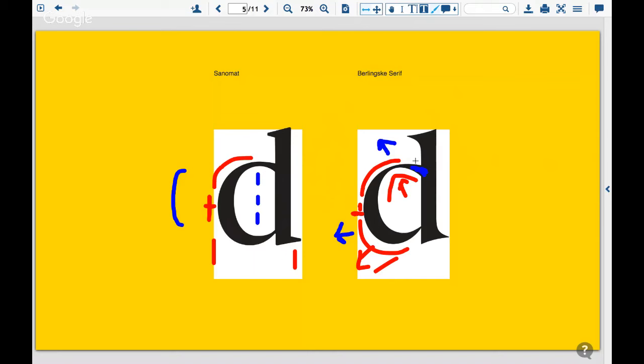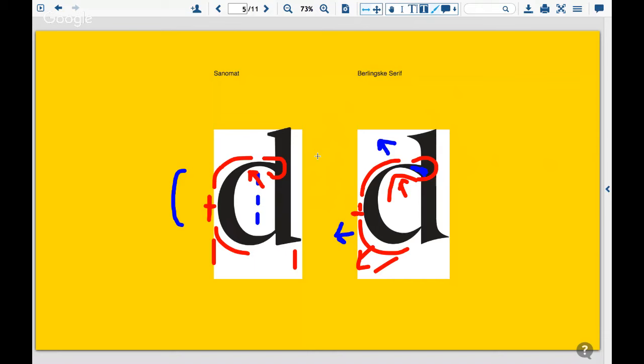And that led to things like you're talking about, the thickening of this area and the adding to the stem. Mm-hmm. Sanomat has that too, but not to the same degree, right? Yeah. And we can see that because the counter's push is not as extreme in both ways, right? Yeah, definitely. I would say it feels a lot more stable and rational.